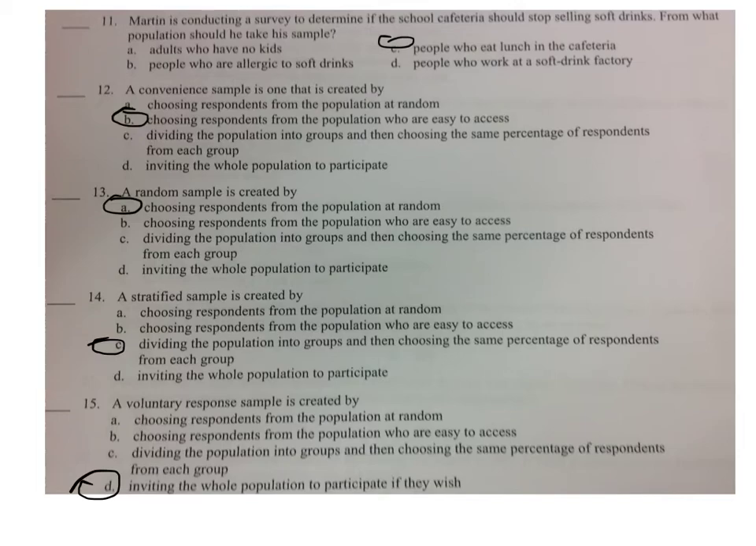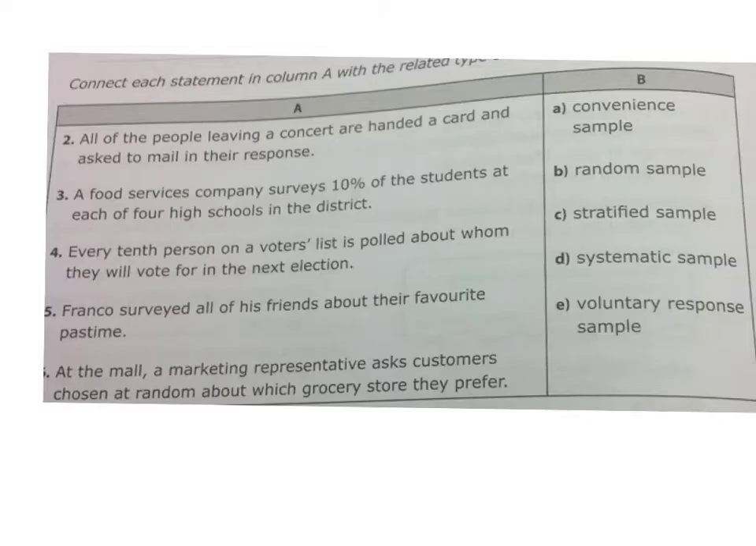All right, so look here. So what is 2? Hang on, guys. We're almost here. We're almost done. All right. So here we go. All of the people leaving a concert are handed a card and asked to mail in their responses. So what kind of a sample would that be? Convenience sample. Why is it convenience sample? Because right there, okay, it's easy to get the response. So you guys think it's convenience? Yeah. All right.